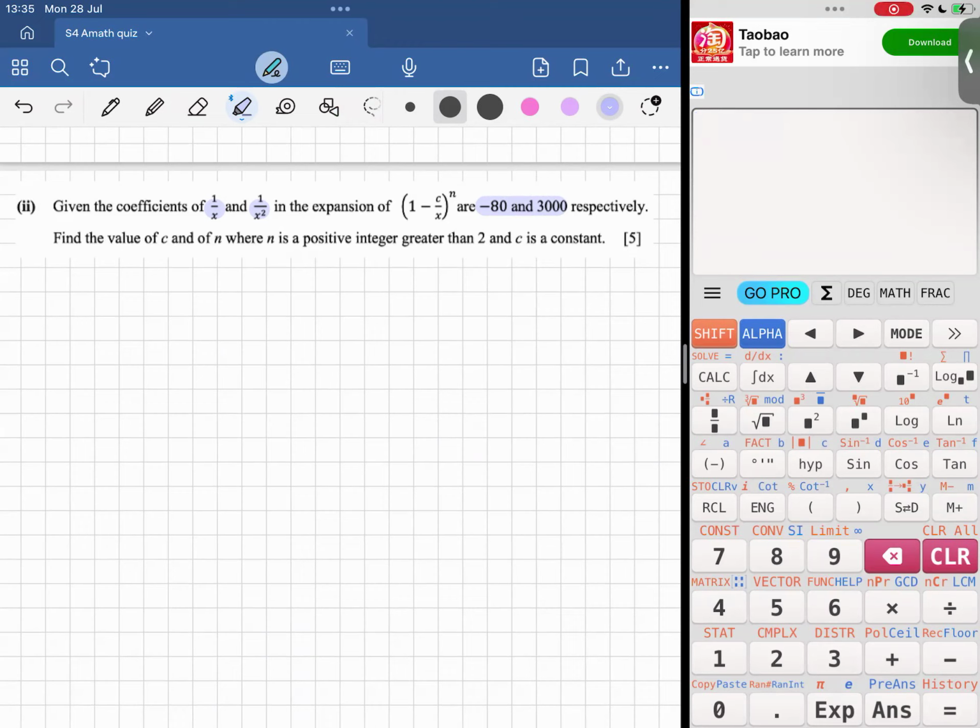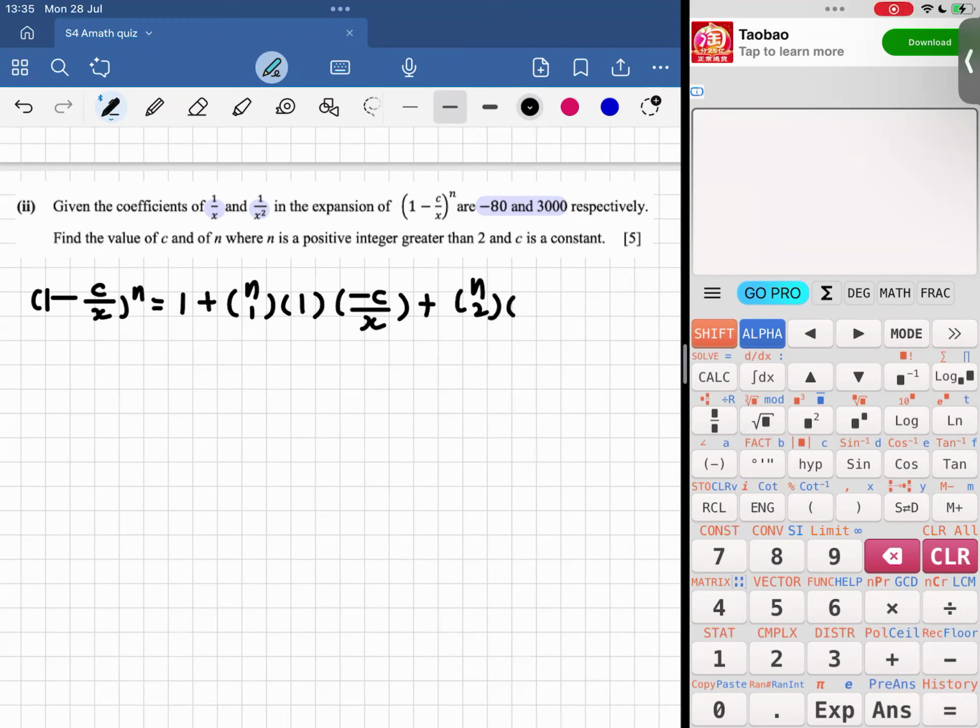Alright, so the binomial expansion formula is given in the formula sheet. So I'm just going to write it down, okay? If you need to refer, you go and refer accordingly, yeah? Okay, so the first one is 1 power n, which just gives me 1. Second one is n choose 1. 1 power n minus 1 is still 1. Then minus c over x power 1. Then we have n choose 2. 1 power n minus 2, minus c over x whole thing squared.